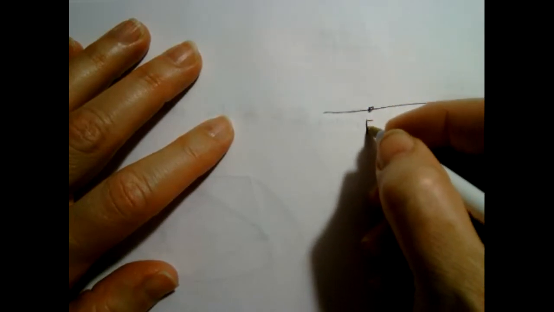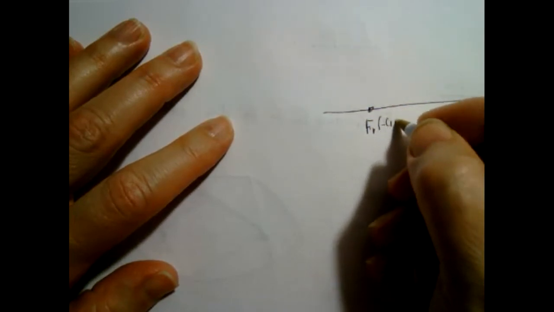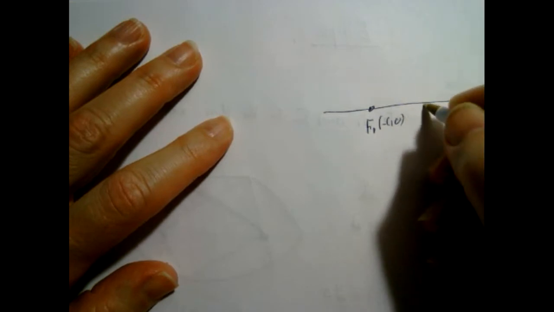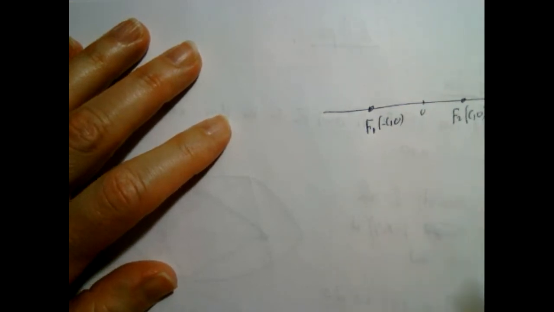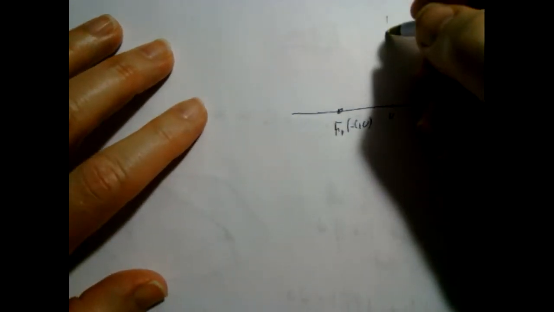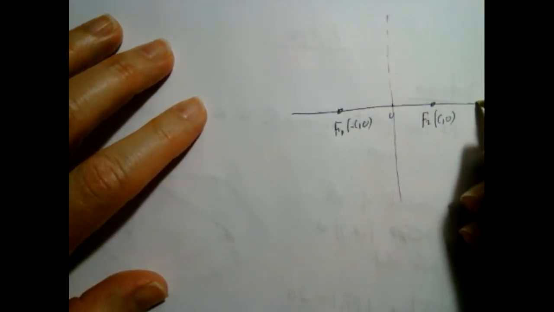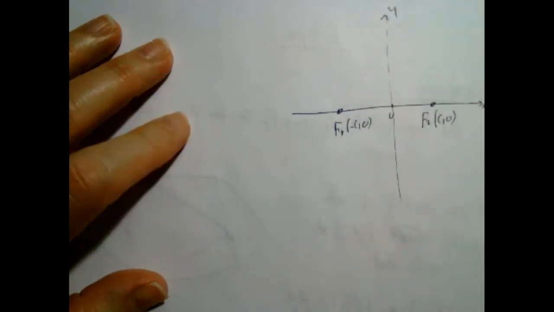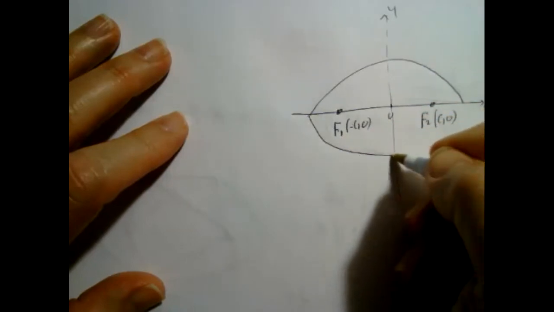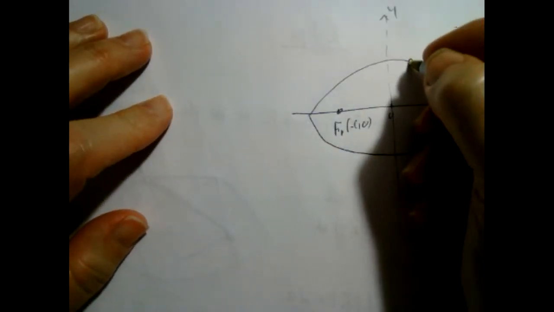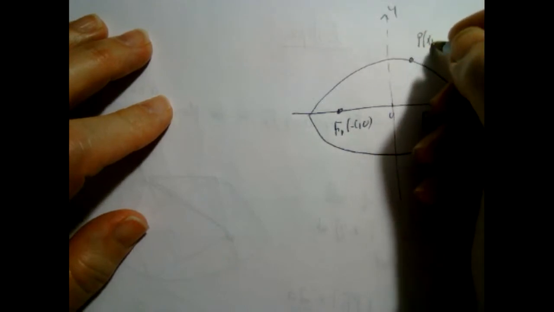So this is my picture right here. This is my point F1, F2, and this is minus c, 0. So I'm going to put them right in the middle. And this is my F2, c, 0. And this is my x and y axis. And this is the ellipse I get by stretching the string of length 2a. And that's a point on the ellipse.